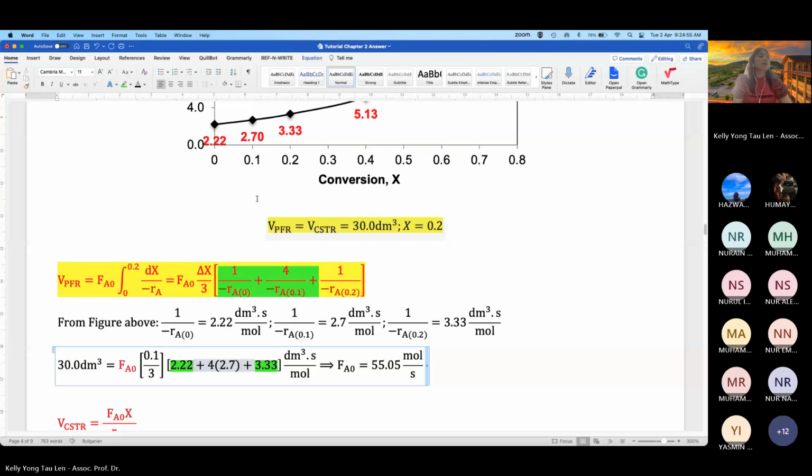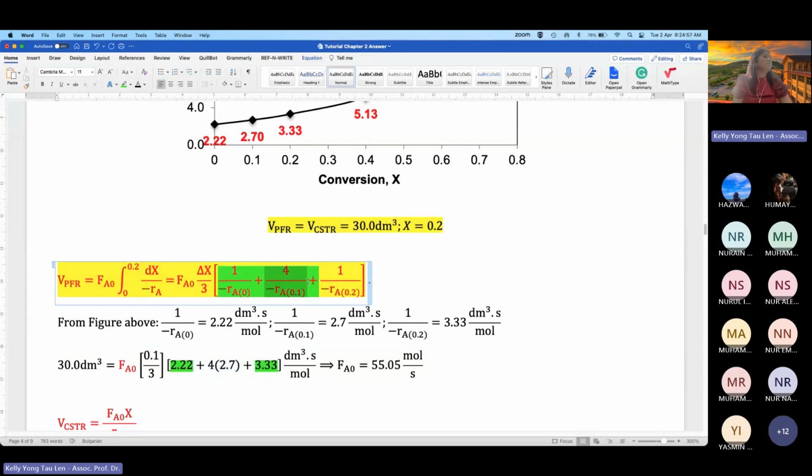Then I will go to my middle point, because I cannot determine my middle x until I know the initial and the final. So for the middle x, the formula will be 4 over. The 4 is from the Simpson one-third rule formula, which is 1, 4, 1. So the 4 always remains regardless of the condition. It is 4 over minus RA at my middle x.